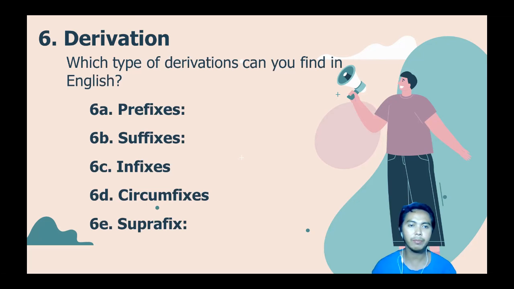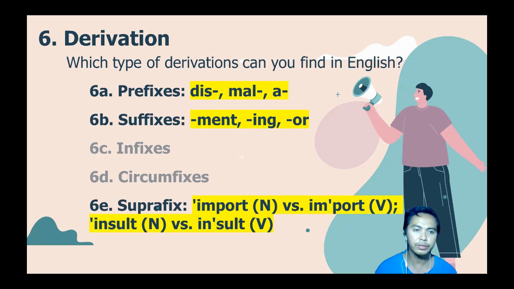So my question would be, which types of derivations can you find in English? In English, in general, we have 3 types of derivations, which are prefixes, suffixes, and supraffix. These are some examples of affixes in English. We have this, mal, and as prefixes. We have suffixes men, ing, and or. So that's why we have employment. And we have supraffix here, which is shown by suprasegmental features of intonation. So that's why we have import as a noun and to import as a verb.